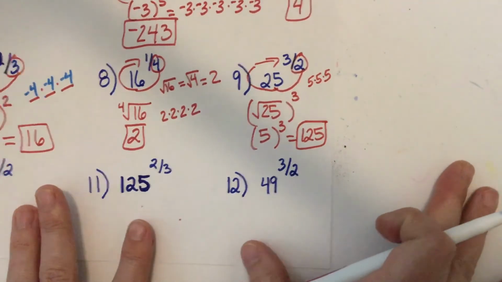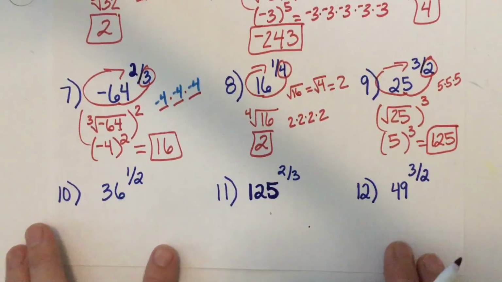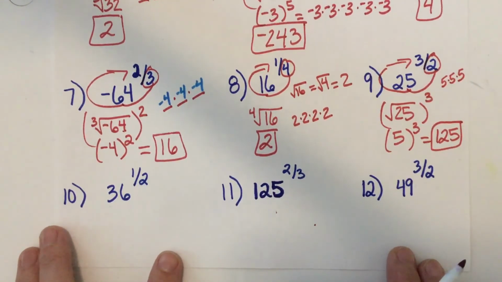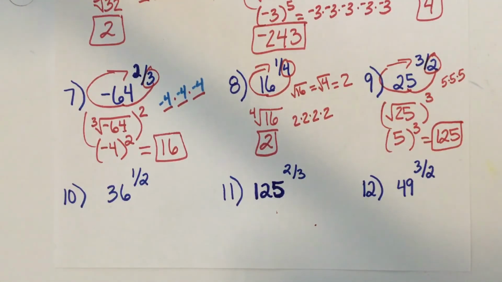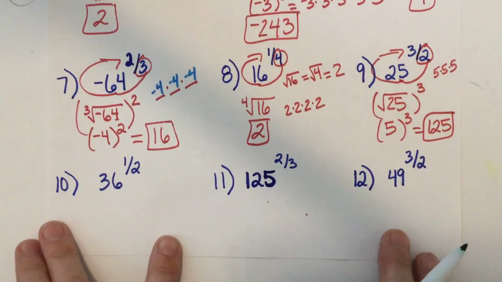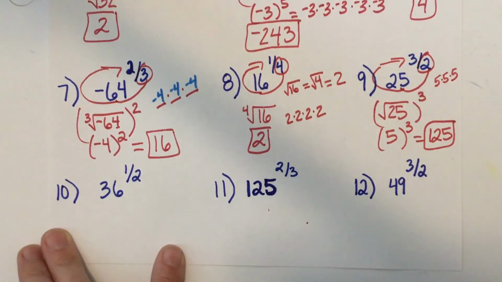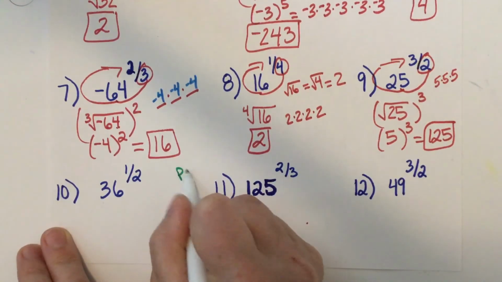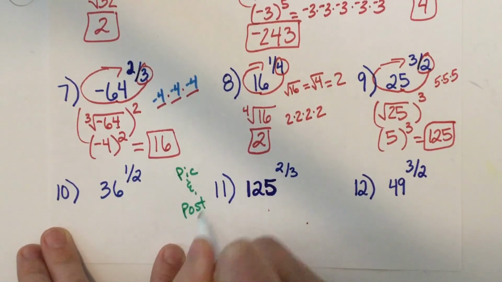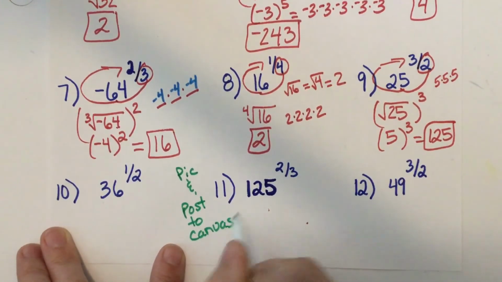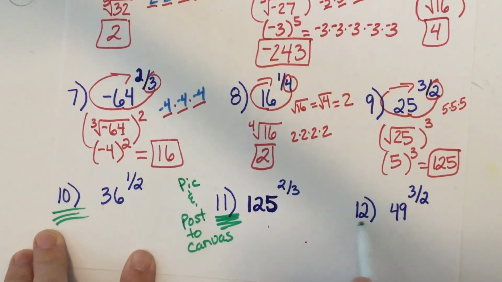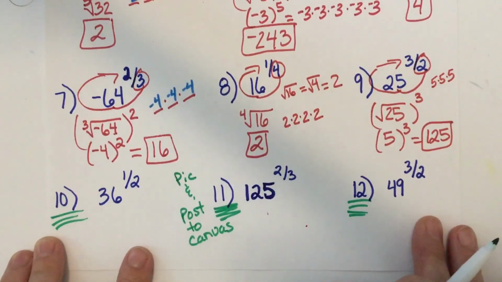Okay, so what I want you to do for me is try number 10, number 11, and number 12. You can pull this up as a PDF and figure these out with Kami or DocHub. You can just work the problems on a separate piece of paper. It's up to you. But once you're done with 10, 11, and 12, take a picture of your work or a screenshot of your work, however you're doing it, and post to Canvas. So do number 10, 11, and 12. Take a picture of your work and post to Canvas.